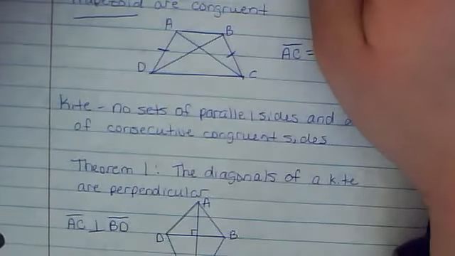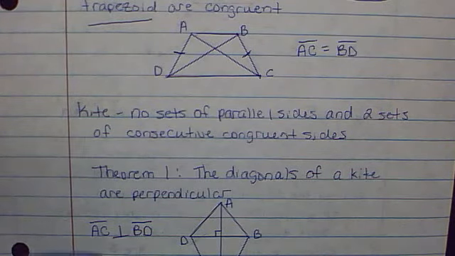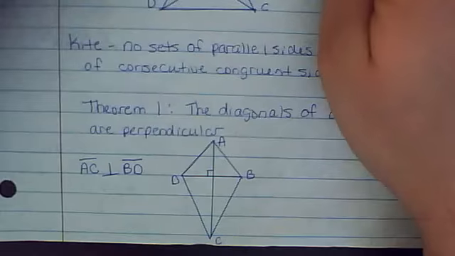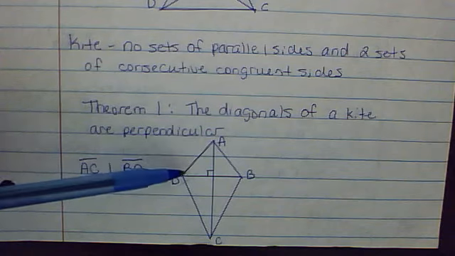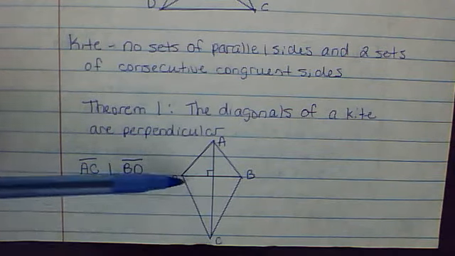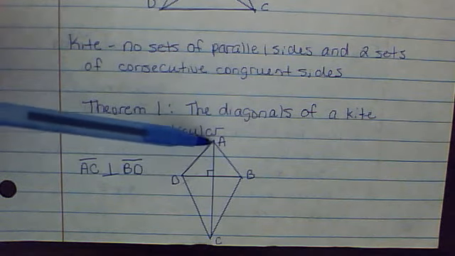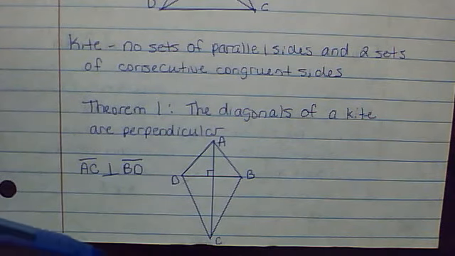The next shape we're going to focus on are kites. Now we know that kites have no sets of parallel sides, and they have two sets of consecutive congruent sides. So if you think of your kite, we know that within our kite here we have two congruent sides at the top that are going to be my shorter sides. And then we have two congruent sides here at the bottom that are going to be longer. So if this side here was 2 inches, then this would be 2 inches. If this was 5 inches, this would be 5 inches.